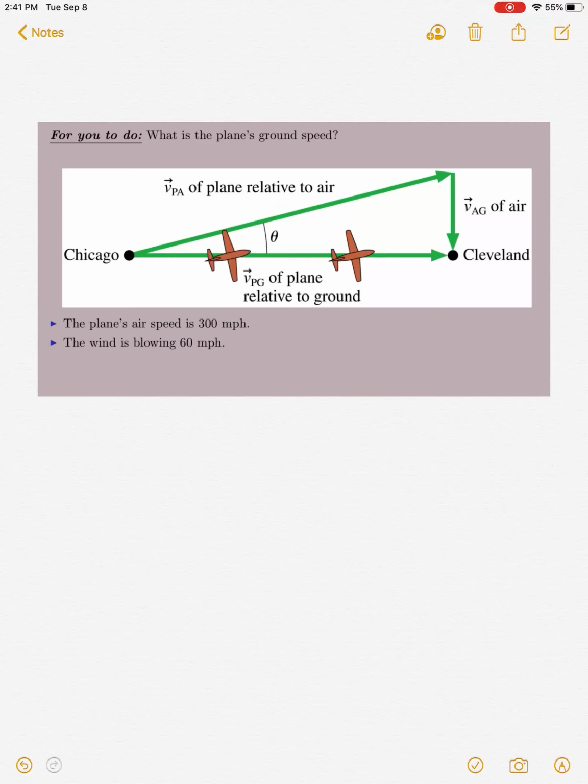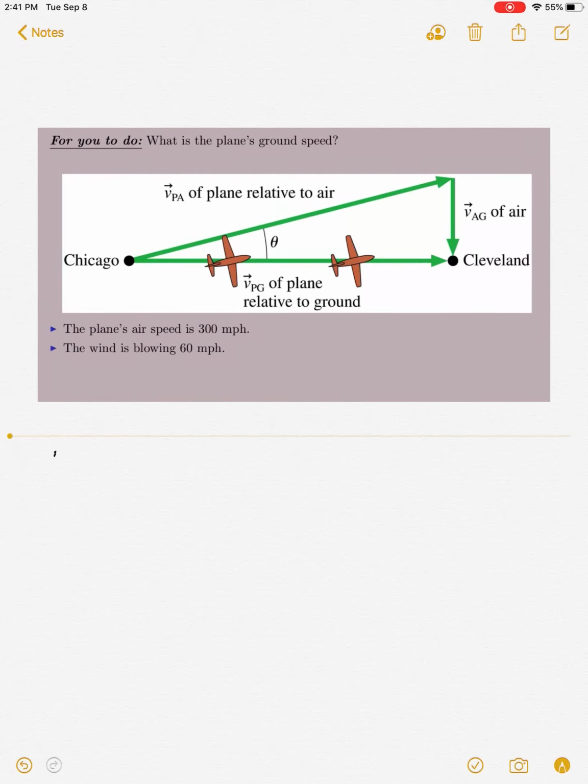So here, what is the plane's ground speed? So here I see that the plane's airspeed is 300 miles per hour and the wind is 60 miles per hour. So here I still have that the velocity of the air with respect to ground is going to be equal to negative 60 j hat miles per hour. And I want to find VPA now. And here I'm given that VPG.